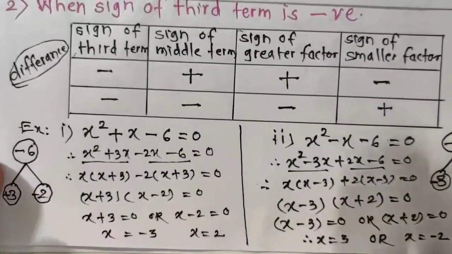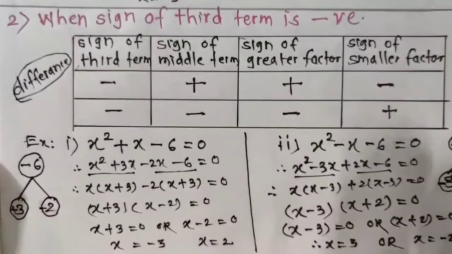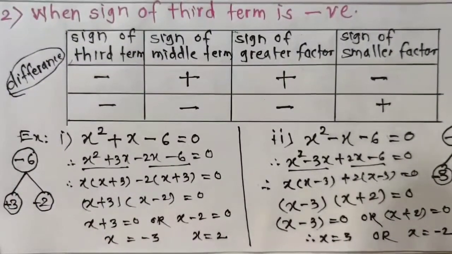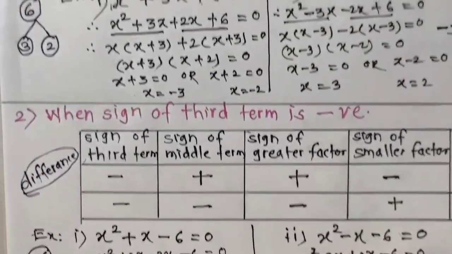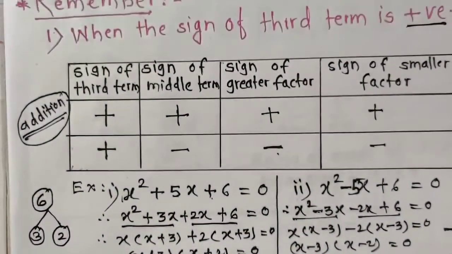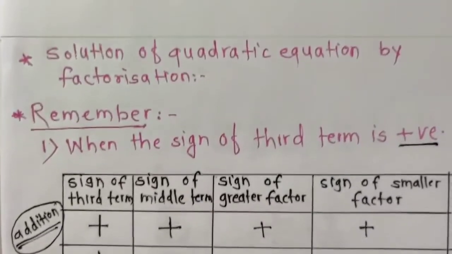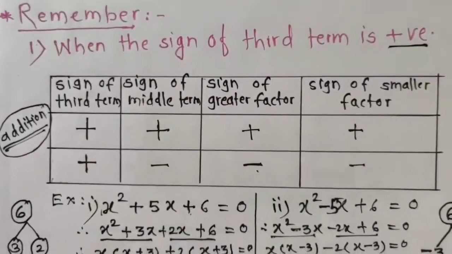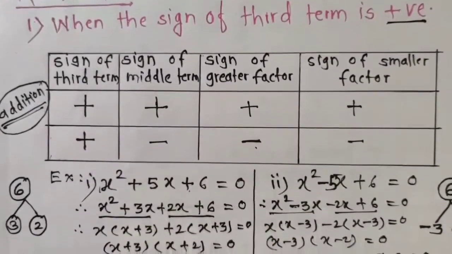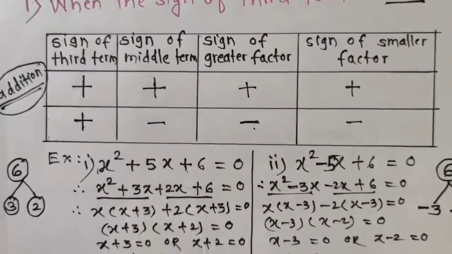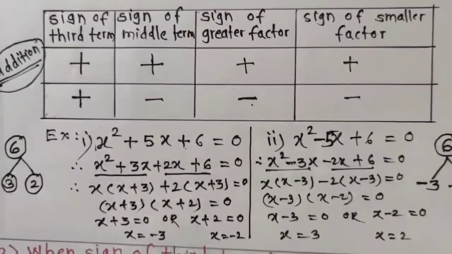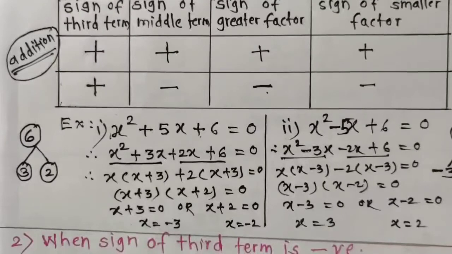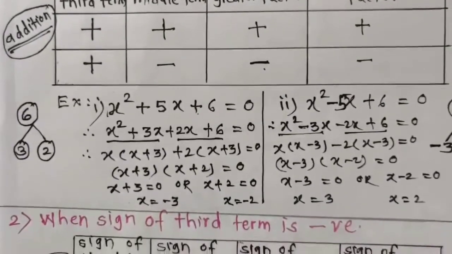So here remember these two tricks of the sign of factors, these two tables. Revise the tables again and again. Observe the table again, I am moving the screen. Whenever the sign is positive, how to give the sign to the greater factor and the smaller factor depends on the sign of the middle term. Middle term positive, both are positive. Middle term negative, both are negative. And here the addition of the two factors is the middle term.